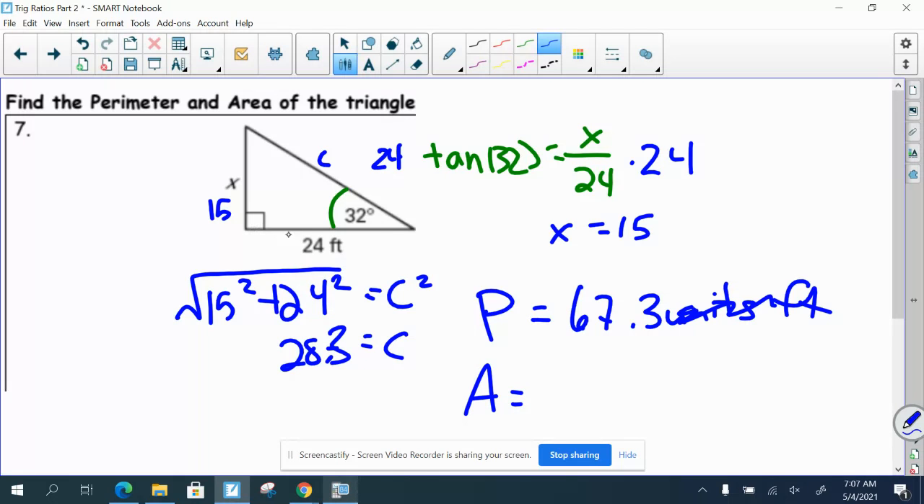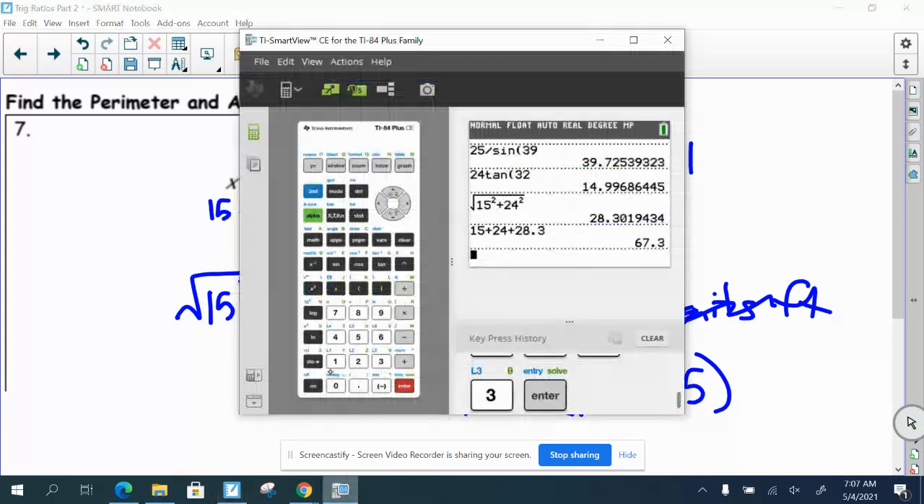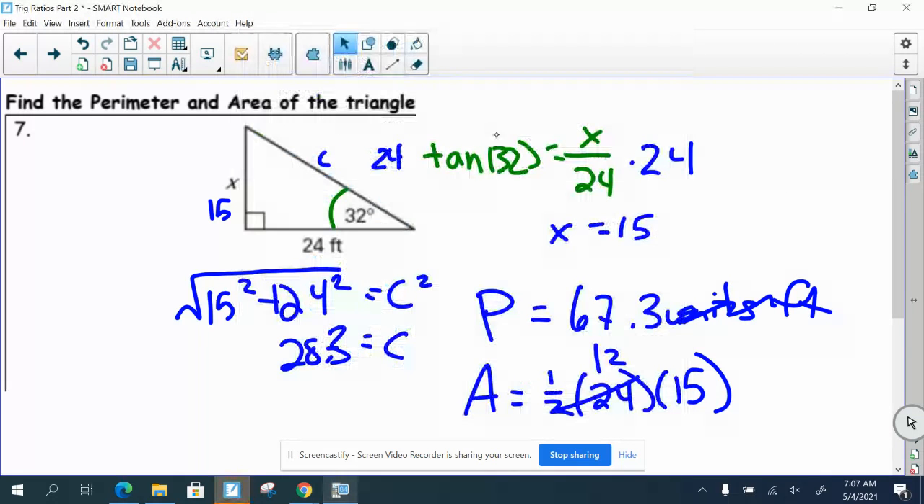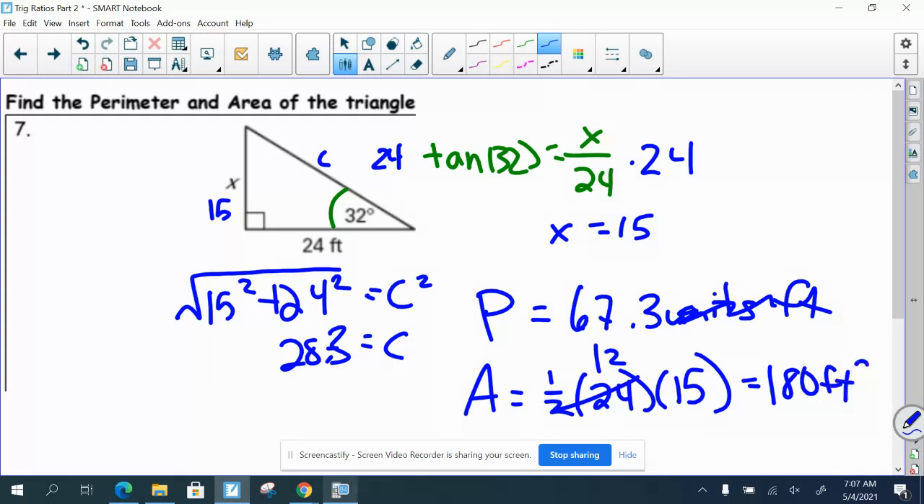And then for the area, we would use the formula 1/2 base times height, where the base is 24 and the height is 15. So 1/2 times 24 is 12, and then 12 times 15 is, let's check our calculator. It's too early for mental math. 180. So 180 feet squared.